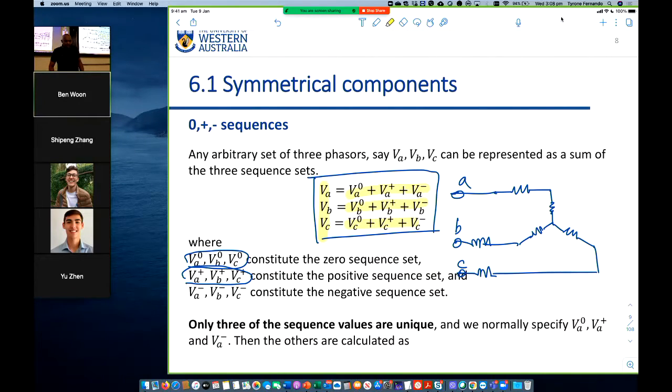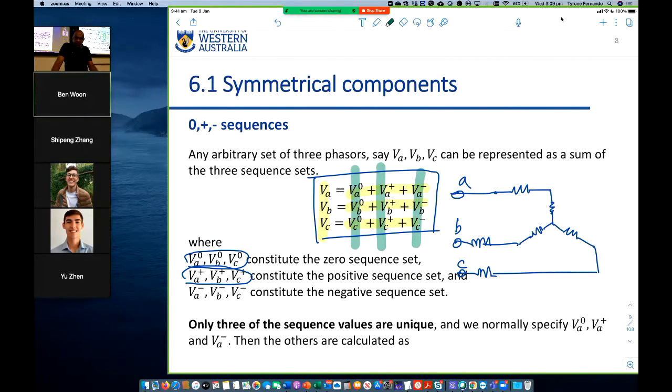And then we know that if we consider a particular sequence, VA0, VB0, VC0, right? They are identical in magnitude and the same direction. If we consider the positive sequence components, VA plus, VB plus, and VC plus, they have the same magnitude, they are symmetrical, they differ only by the phase angle, right? VB plus is 120 degrees behind VA plus, VC plus is 120 degrees behind VB plus, because of the positive sequence.